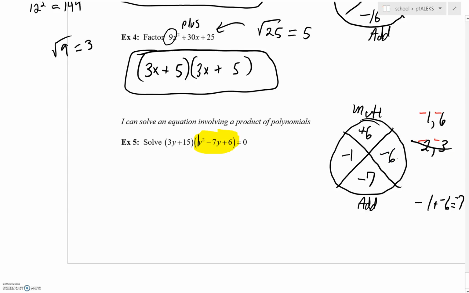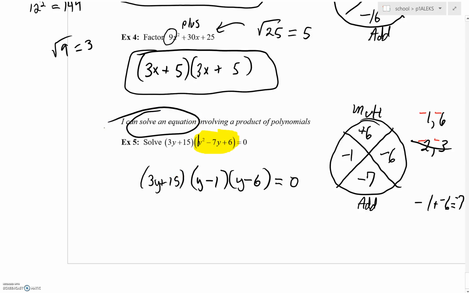Now, the wonderful thing is, here it's not factoring by grouping. We can just immediately write this out. Y minus 1, y minus 6. Don't forget we've got a 3y plus 15 out in front. But this is a solving problem. So I'm going to set all my parentheses, all 3 of them, equal to 0. I'm going to have 3 distinct answers.